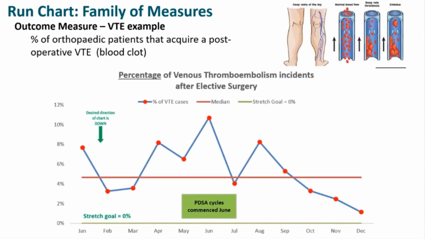This next chart is the outcome measure. It looks at the percentage of VTE incidents after elective surgery in orthopaedics. As we know, they did some PDSA cycles in June, and this has resulted in a downward trend. Before the team could celebrate, they also need to look at the balancing measure.